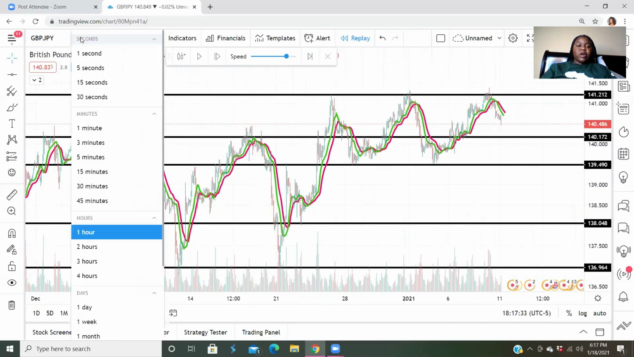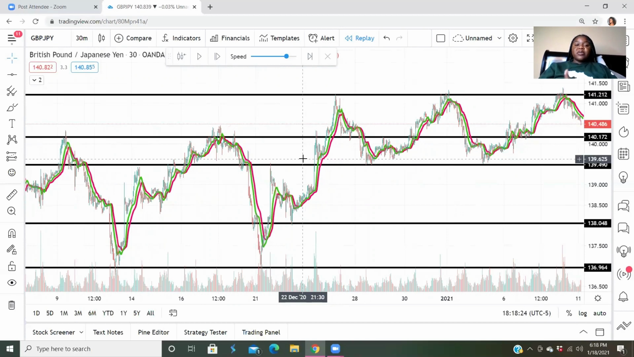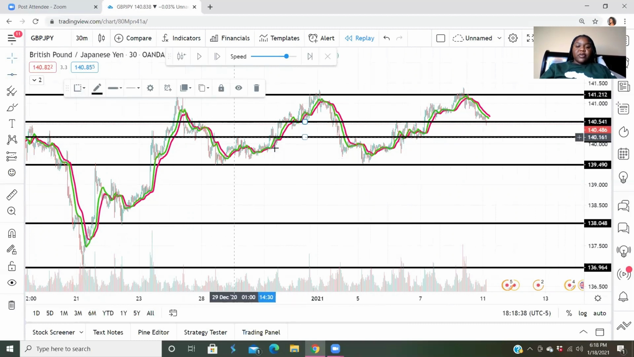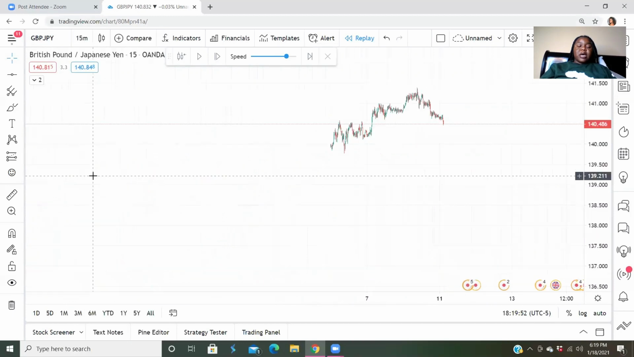I'm going to drop to the 30 minutes and try to draw it again where I see it. Sometimes what you see on the 15-minute chart, you won't be able to see on a higher time frame. I'm going to go back down to my 15-minute time frame.